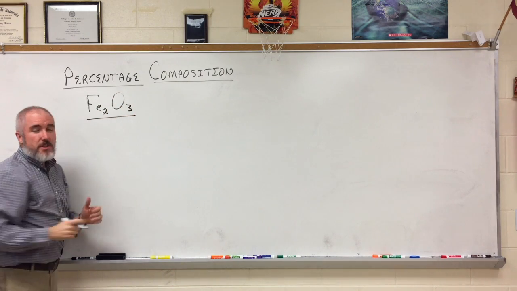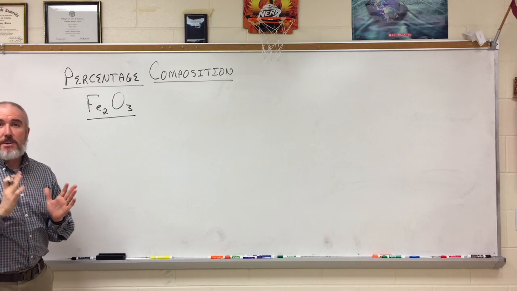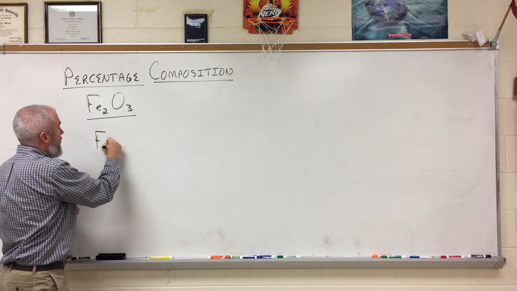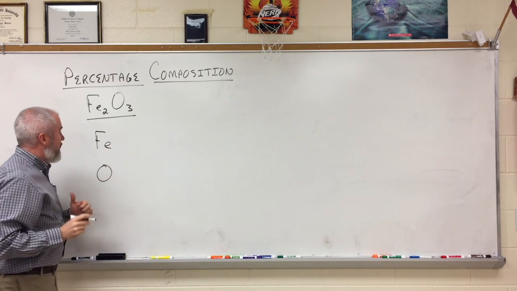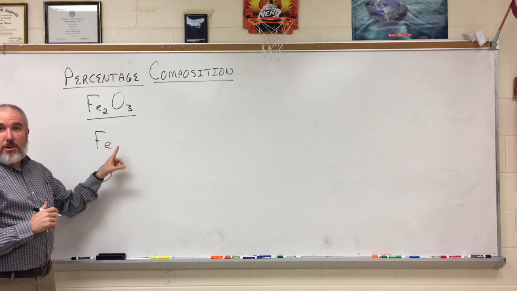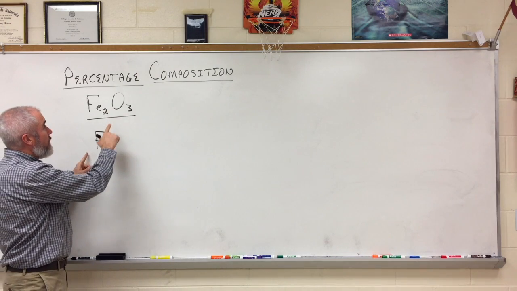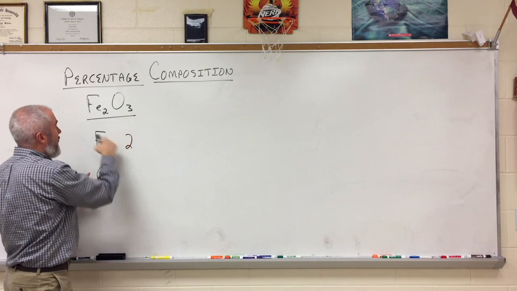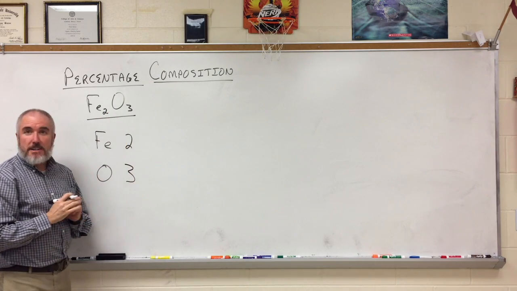If I start with just the formula, all I do is go through a series of steps and make a table. I'll take the elements and write them down, iron and oxygen, and then write down the number of each one that I have present in the compound or unit formula. So here I have 2 irons and 3 oxygens.